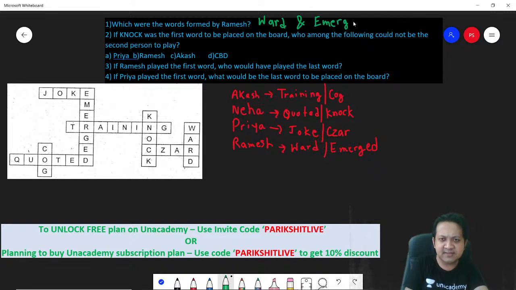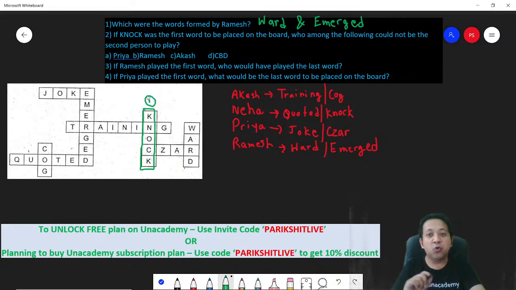Correct? Second one. If knock was the first word to be placed on the board, who among the following could not be the second person to play? Think about it. Knock is the first word, okay? So can you see this word is the first word? Correct? This is the first word in your game. So which can be the second word? Think about it. What was the rule?